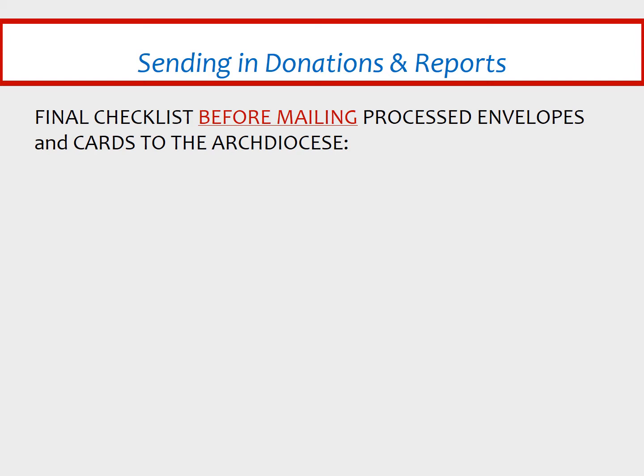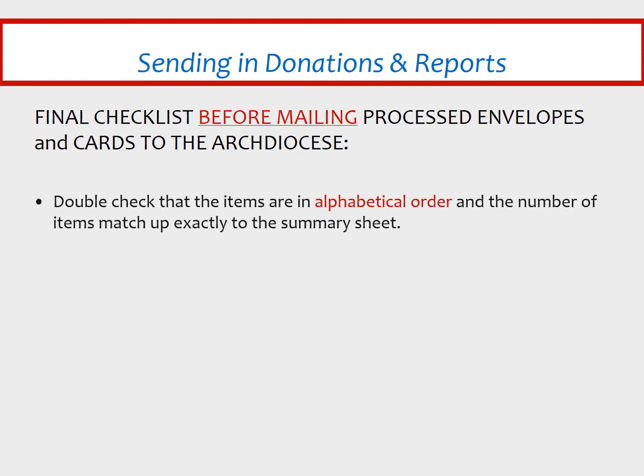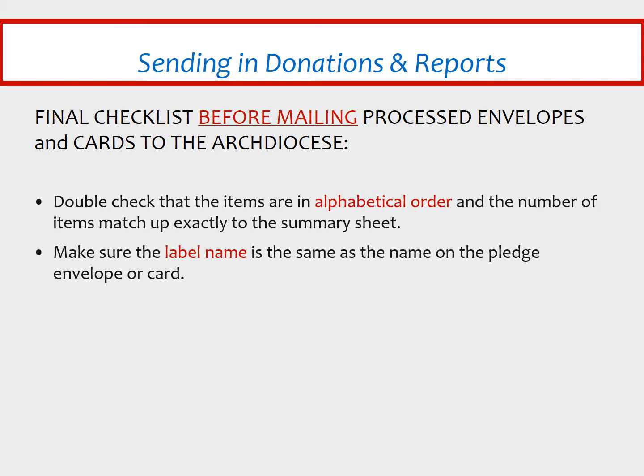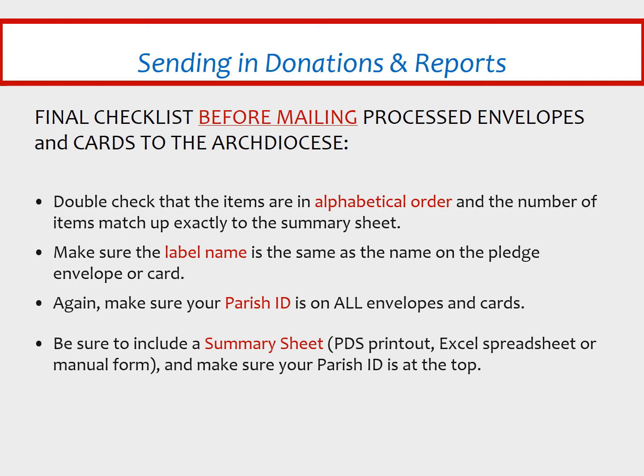Here's a final checklist before mailing processed envelopes and cards to the Archdiocese. Double check that the items are in alphabetical order and the number of items match up exactly to the summary sheet. Make sure the label name is the same as the name on the pledge envelope or card. Again, make sure your parish ID is on all envelopes and cards. And be sure to include a summary sheet, a PDF printout, Excel spreadsheet, or manual form, and make sure your parish ID is at the top.